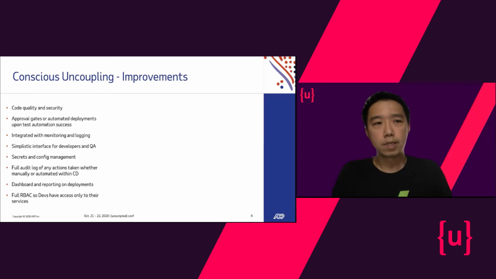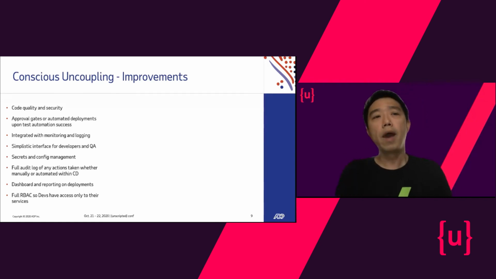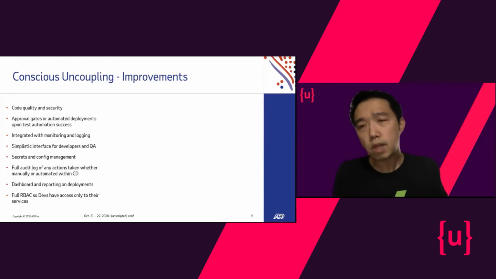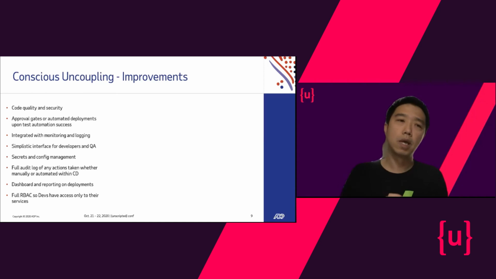What we did is also create a more simple interface for developers and QA. So QA will focus purely on the CD pipeline, and developers will focus purely on the CI pipeline, and obviously they can also focus on the CD pipeline as well. With our CD tool, we were able to segregate secrets and config management and isolate that more, put a little bit more rigor and security around it.